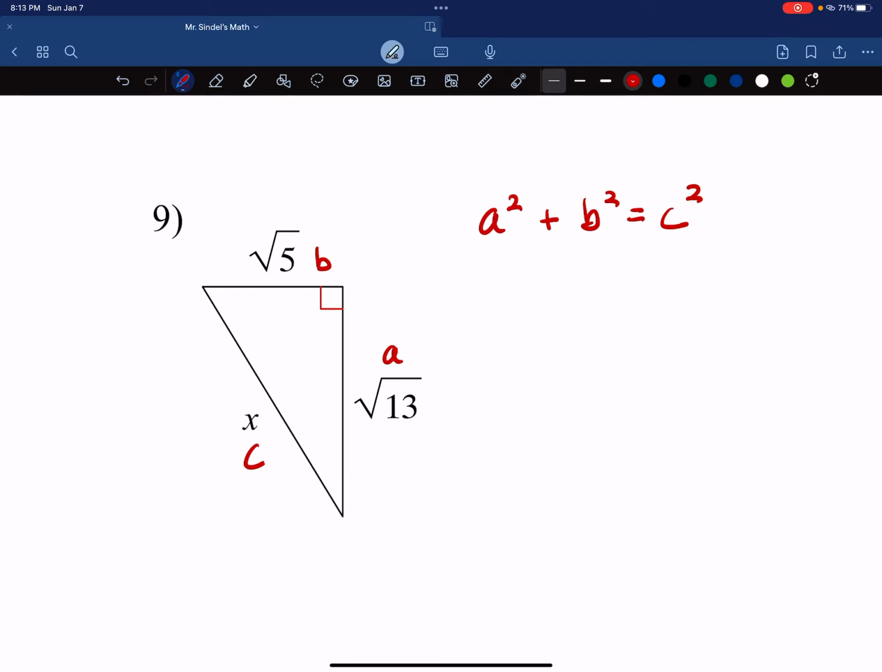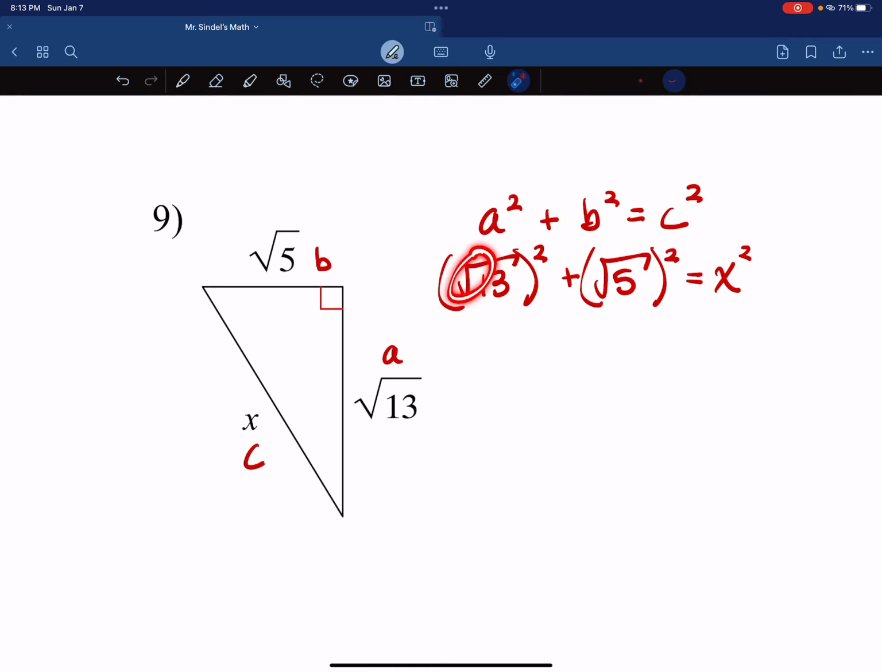All right, so a is going to be the square root of 13. That quantity is going to be squared, plus b, which is the square root of 5. That quantity is also going to be squared, and that's going to be equal to c squared, which in this case is x squared. So notice we're going to have a lot of cancellation. This square root symbol and this 2, the square root symbol and that 2, which is really the power of 2, they're all going to cancel out. So cancel, cancel, cancel, cancel, and what I'm left with is 13 plus 5 is equal to x squared. 13 plus 5 is 18. That's equal to x squared.